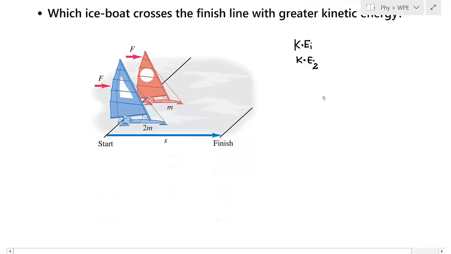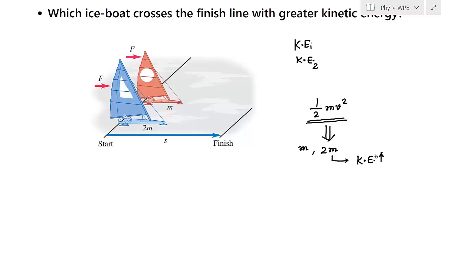So how will you calculate? If you remember, kinetic energy is given by the formula half times m times v square. This is the formula for kinetic energy. Now here you have two masses. One mass is m for ice boat 1, and for ice boat 2 you have mass 2m. Now you can expect that since this has more mass, it will have more kinetic energy. You can think that ice boat 2 has more mass, so it will have higher kinetic energy when it finishes the journey.